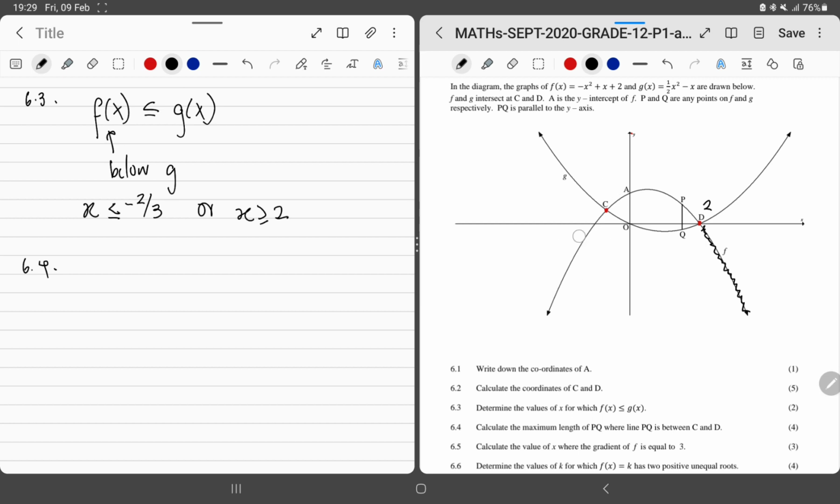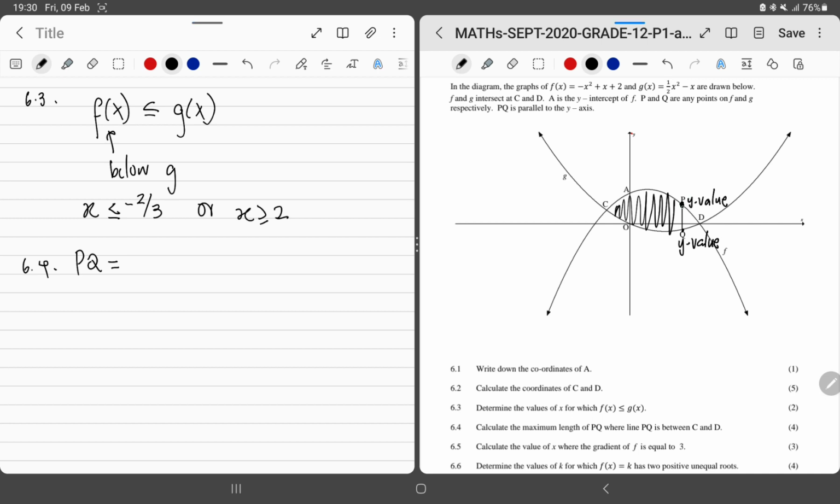6.4. Calculate the length of PQ where P is between C and D. For PQ, we are going to take the y value there and then the y value at that point. And PQ can be anywhere in between here.